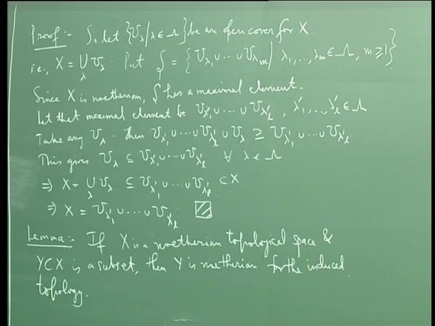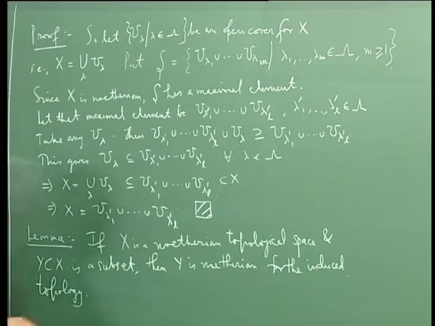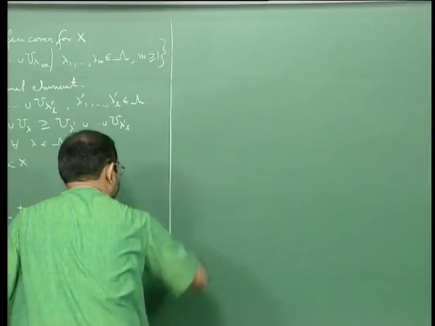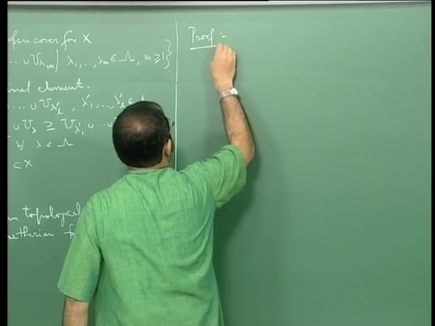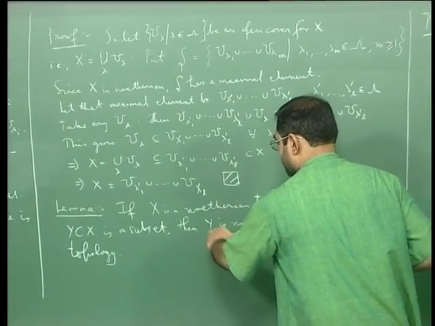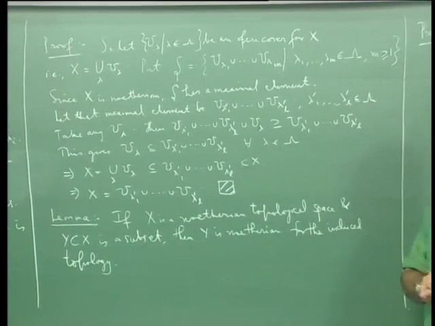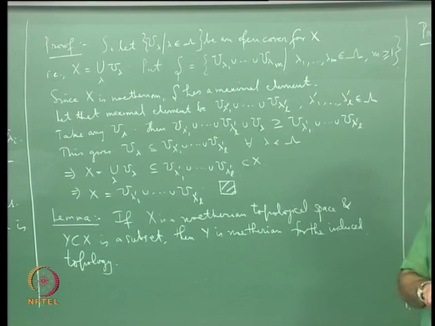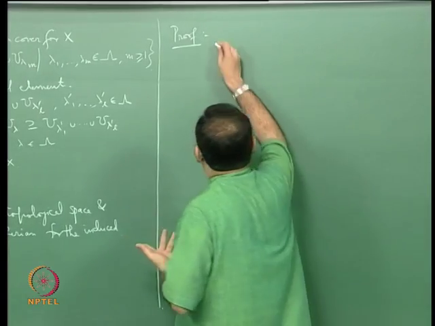Any subspace of a noetherian topological space is also noetherian. That is, the property of a topological space being noetherian is a hereditary property. Now how does one show this? The proof of that is also pretty easy. Proof: Y is a subset of X. I know that capital X is noetherian, and I have to show that capital Y is noetherian. So for Y I will have to verify DCC for closed sets.